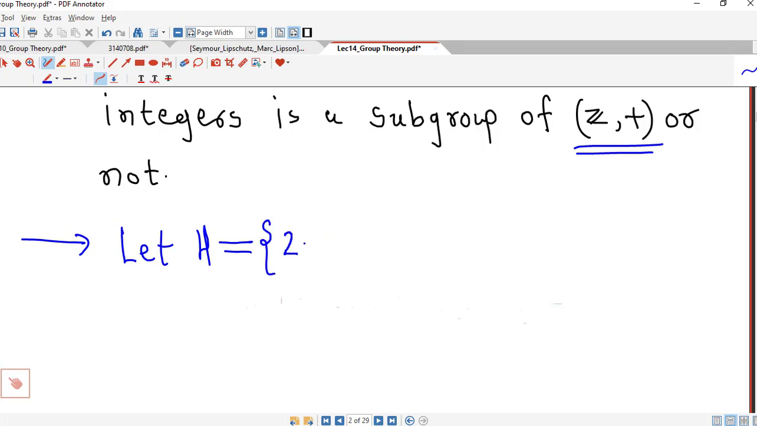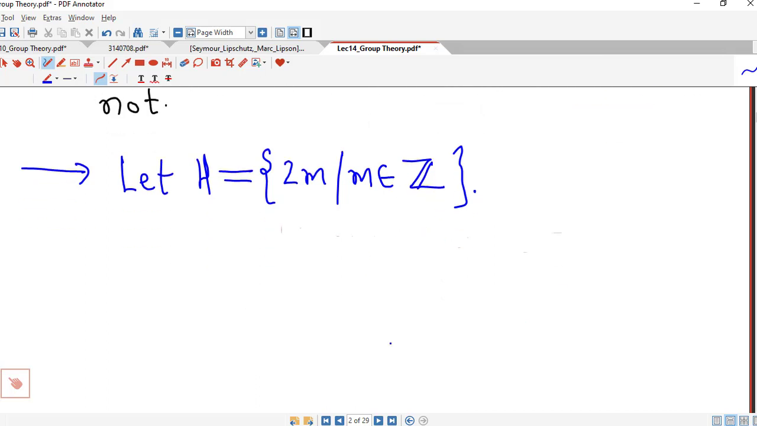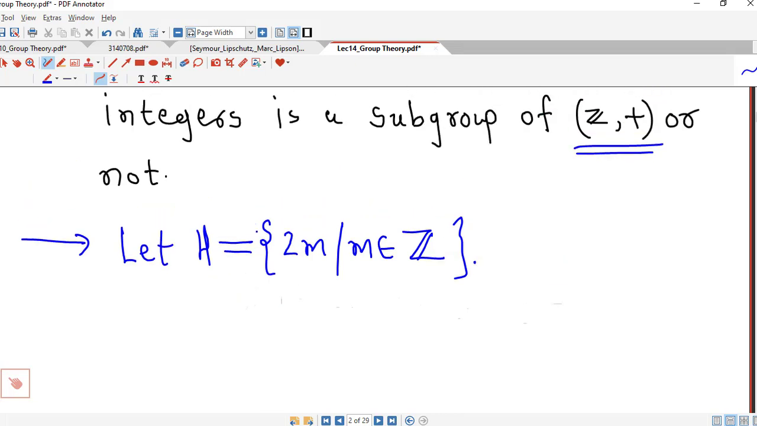So that we can represent by this type of elements 2m, where m belongs to Z. So this is the set of even integers, H, and we want to check whether H is a subgroup of Z under the operation of addition or not. Either we can show by definition or we can use the one-step subgroup test.